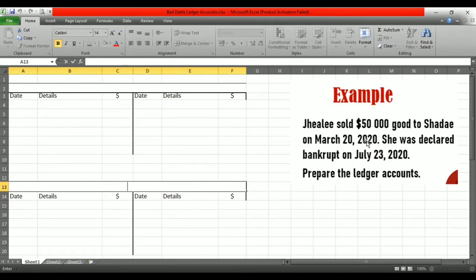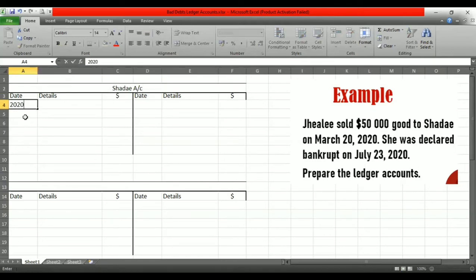In that case, the two accounts affected are your sales account and the customer account, which is Shade. Shade did not pay. Hence, there is an increase in debtor, which is an asset, so you debit, and your sales account will be credited. But we're focusing on the debtor. So we're preparing the account for Shade, and this account should be debited. So we're making a debit entry, and this is March 20th, because that's the date on which you sold the goods on credit. The other item affected is sales, so that is our details. And the value of goods sold to her is $50,000.